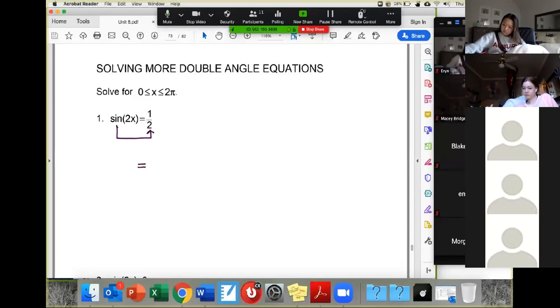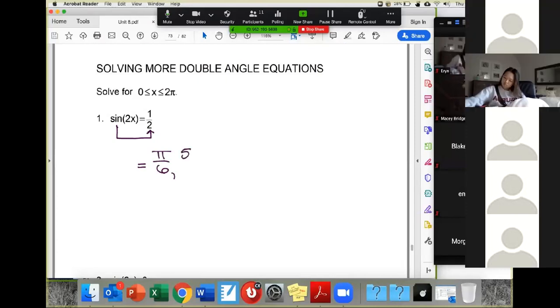In our charts, where is sine equal to a half? Pi over 6, and one other place that's going to happen: 5 pi over 6. Good. And those are the only 2 answers for where sine is equal to a half in my first rotation. However, we skipped over this 2x. So these are not my answers for x. These are my answers for 2x. I still have to complete my solving for x.